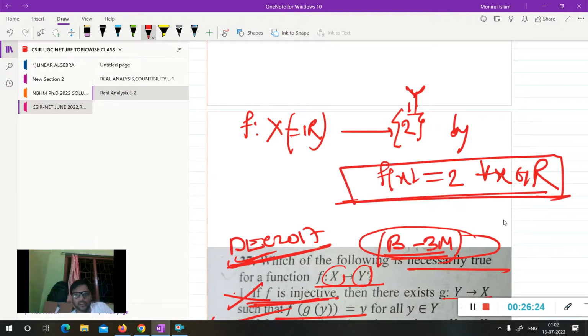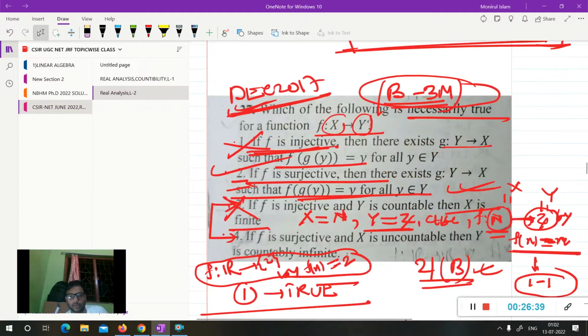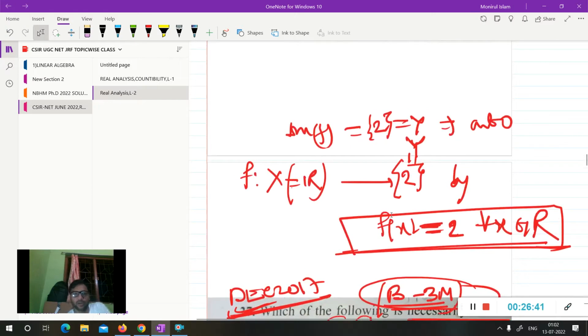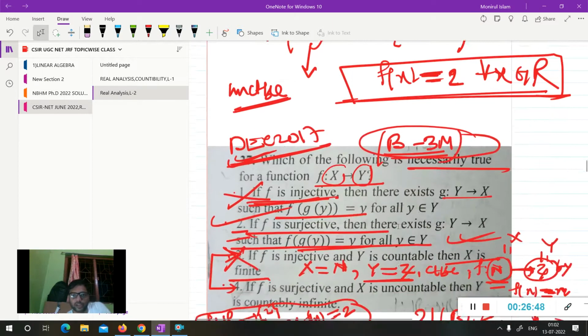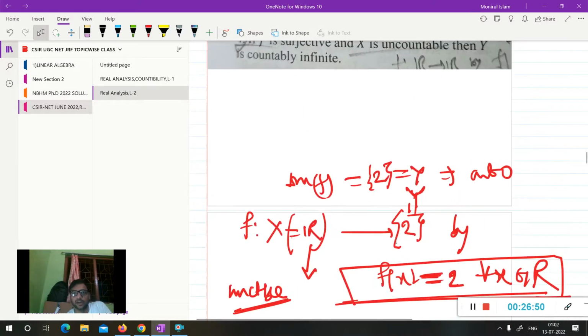It is a constant function, it maps everything to 2, so the image of f will be nothing but the single set {2}, which equals Y. So this is an onto map, a surjective map. X is uncountable, this is R, the set of real numbers, no need to explain that. But is Y countably infinite? No, it is a finite set, so it is countable, not countably infinite.